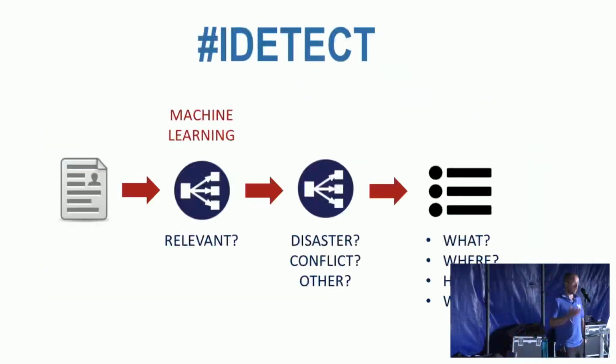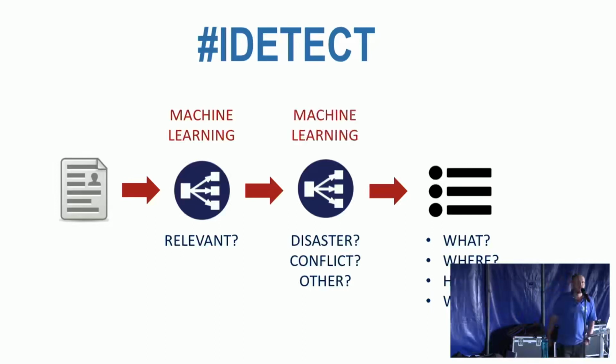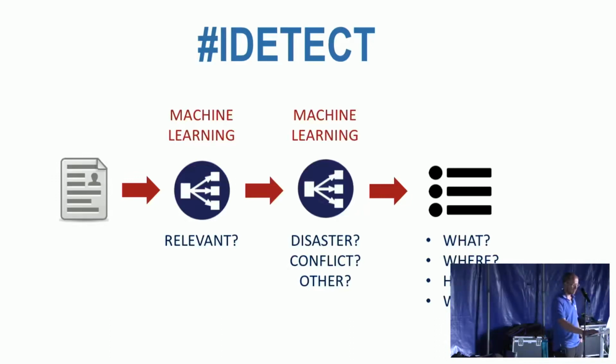And going back to what it was that the organization was looking for in deciding whether an article was relevant, we really just relied on a machine learning algorithm to do that. And then for figuring out what sort of displacement it was, whether it was a disaster, a conflict, or something else, again, we used a machine learning algorithm for that.